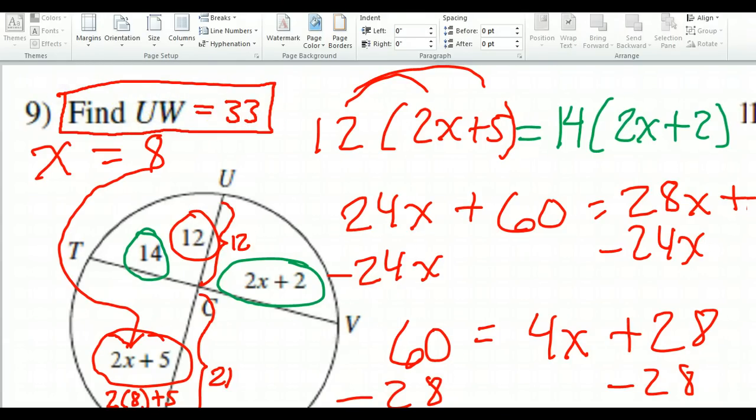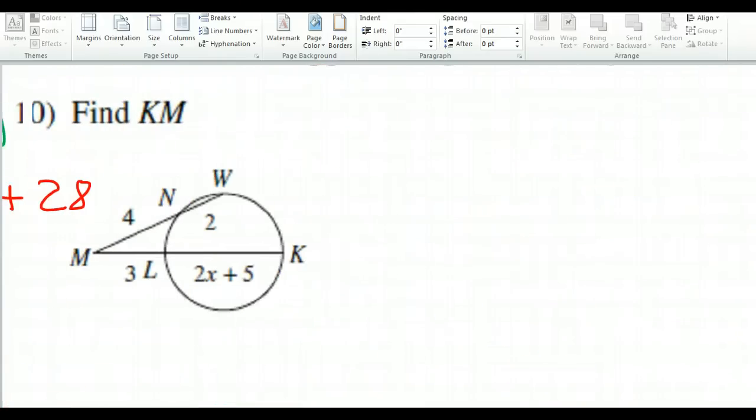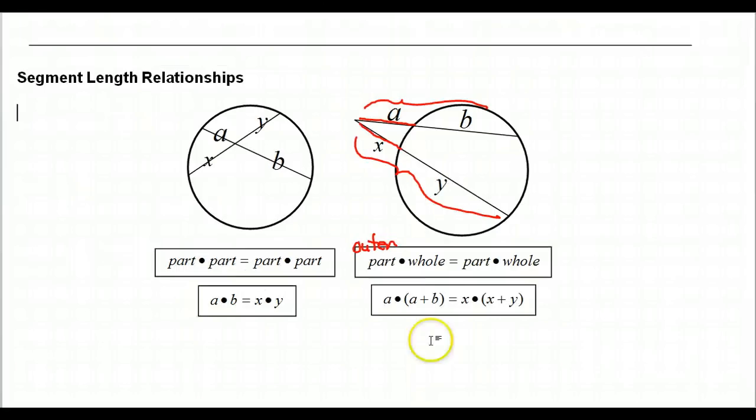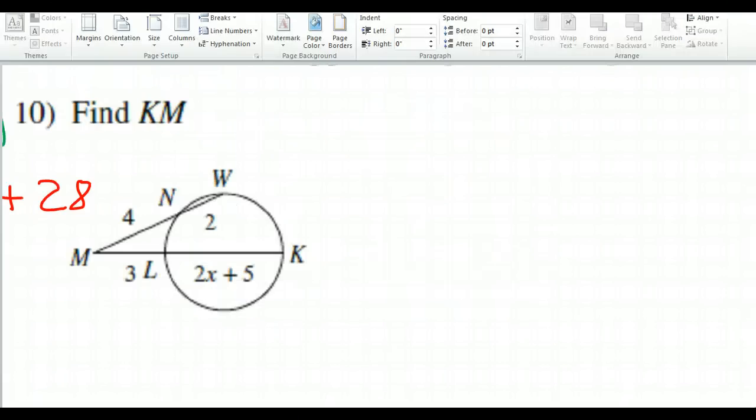Okay, let's keep going. Let's do number 10. But from now on, we won't be fooled. We see that it says find KM, so we're going to find X, but then we'll plug it back in. All right, look at the formula. See how this one goes outside the circle. So we'll be doing outer part times whole equals outer part times whole. So, ergo, what we shall have here. Okay. Here's the outer part, and here is the whole.